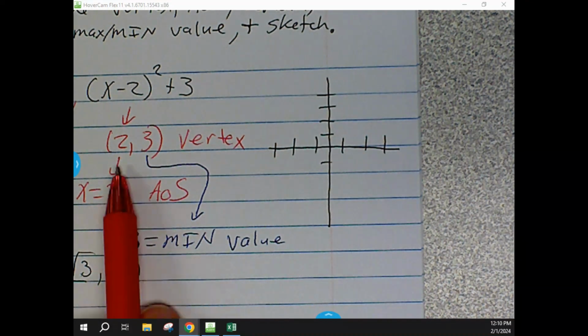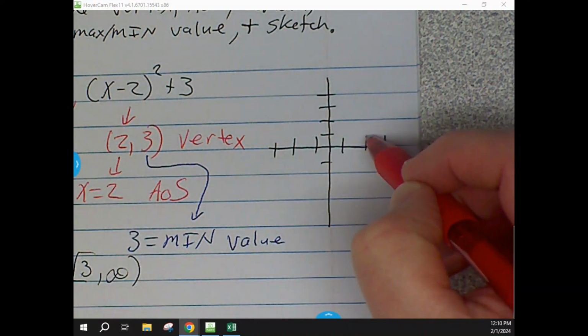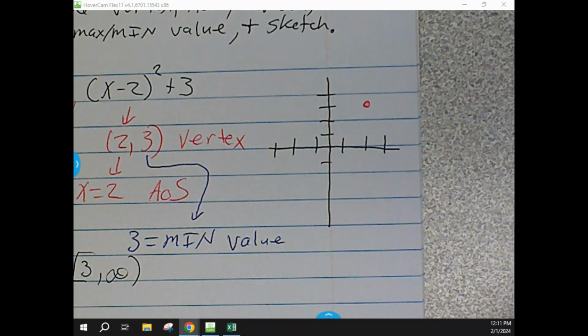Okay, so first thing is we're going to 2, 3. So going over 2 and up 1, 2, 3. That'll put the point right there.